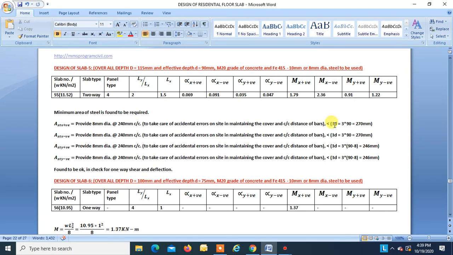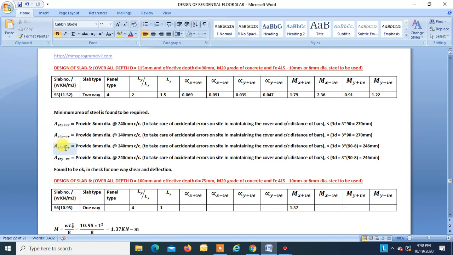Because the maximum spacing should be lesser of 3 into d or 300 mm. So our d is 90 over here, okay? Capital D is 115, effective depth d is 90. So 3 into 90 is 270. So we will provide 240 mm, right? Over here also it is 270. Ast x negative also we will provide 8 mm diameter at 240.